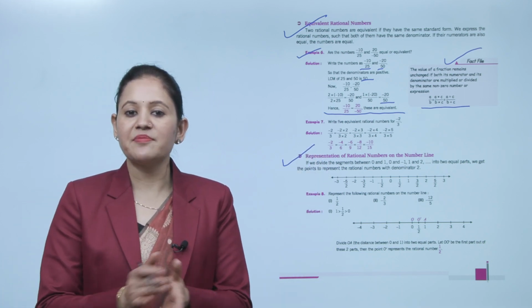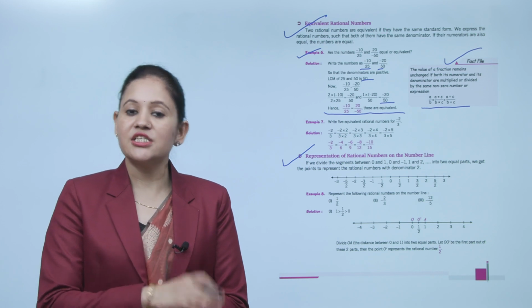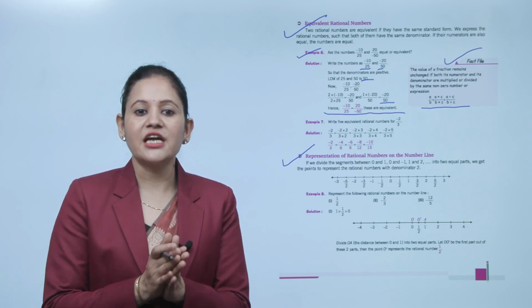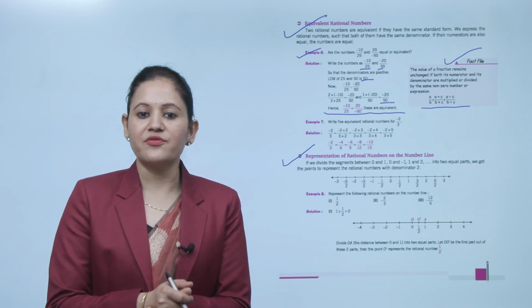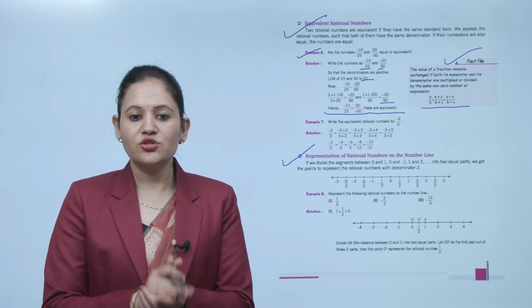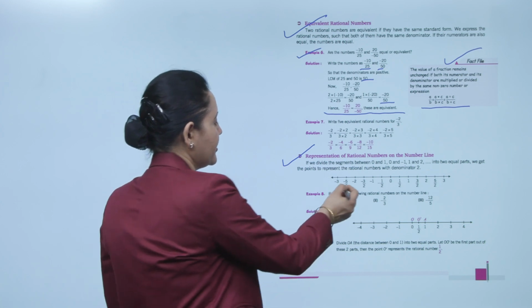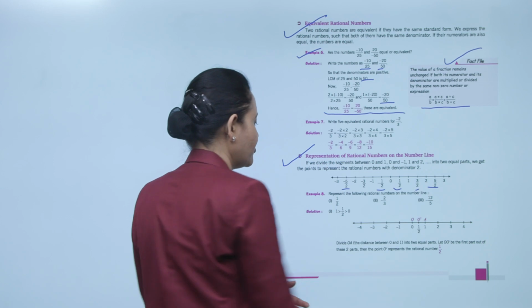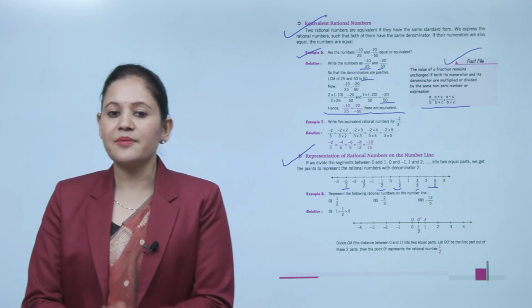Next is representation of a rational number on the number line. If we divide the segment between 0 and 1, 0 and minus 1, 1 and 2 into two equal parts, we get the points to represent the rational numbers with the denominator 2. Like this is minus 5 by 2, this is minus 1 by 2, 1 by 2, 3 by 2, 5 by 2, like this. We'll take an example.